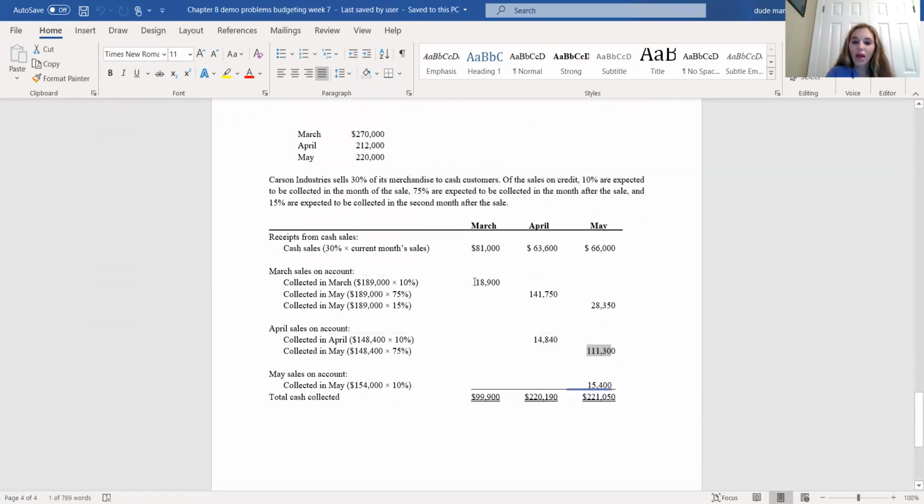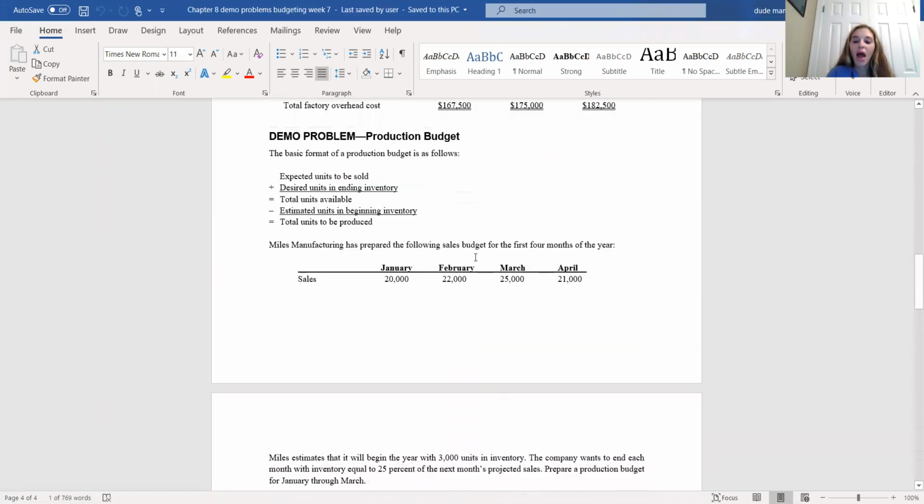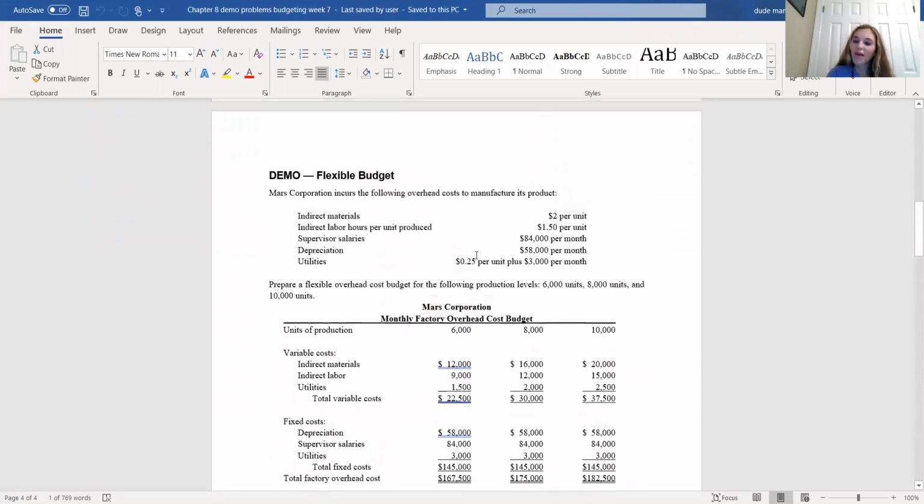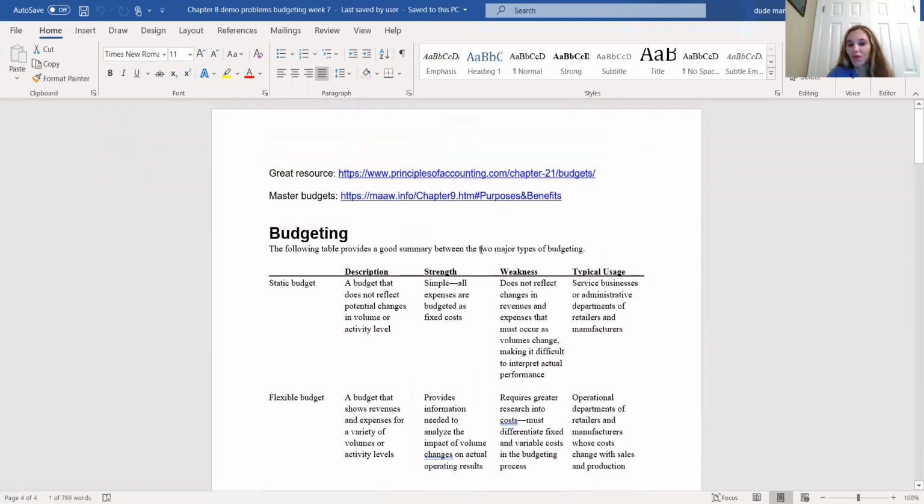So this is a great overview of the different types of budgets that we discussed in our session today. I will be posting this for you, and I'm also going to make another short video covering some of the websites that we didn't get to go through.